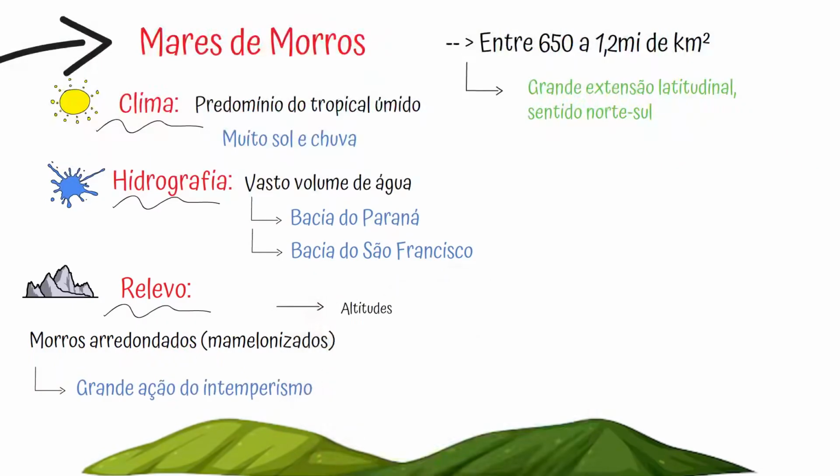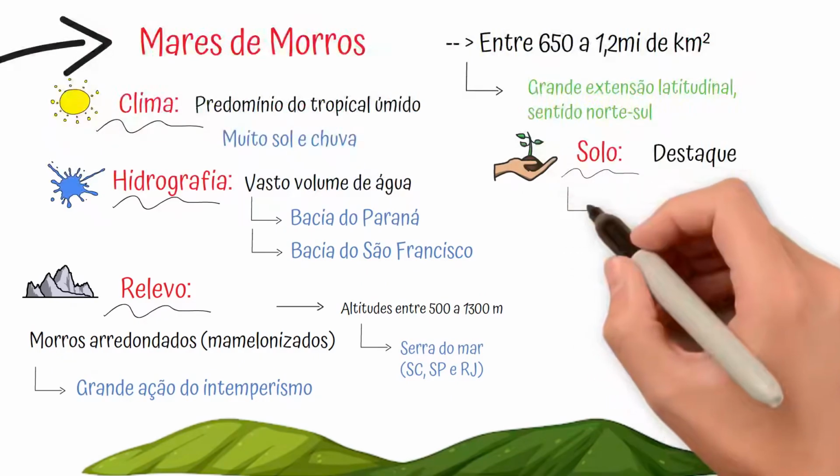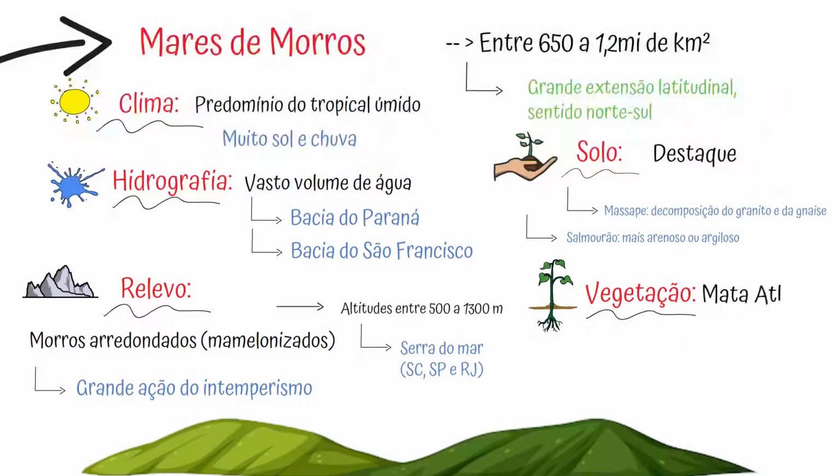And here, this terrain can also reach great altitudes. As an example, we have the famous Serra do Mar, which covers the states of Santa Catarina, São Paulo, and Rio de Janeiro, which lies at elevations ranging from 500 to 1,300 meters, with peaks that can even exceed this limit. Regarding the soil, we have two types that stand out. The Massapê soil, which is formed from the decomposition of granite and gneiss, and the Salmourão. It's a more sandy or clay soil. And regarding the vegetation, we have the famous Atlantic forest vegetation, which is a large forest. If you're watching this later, and I've released the exclusive Atlantic forest video, I'll link it here in the card above.